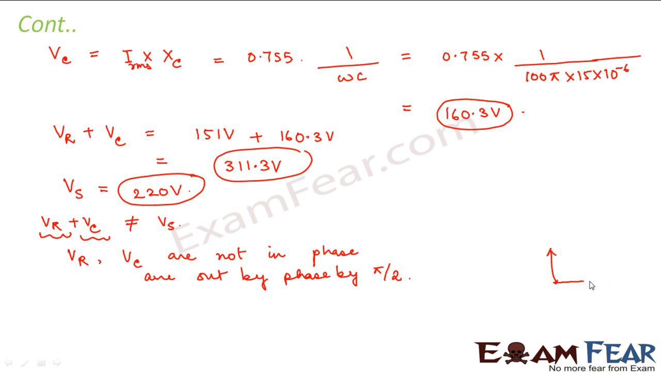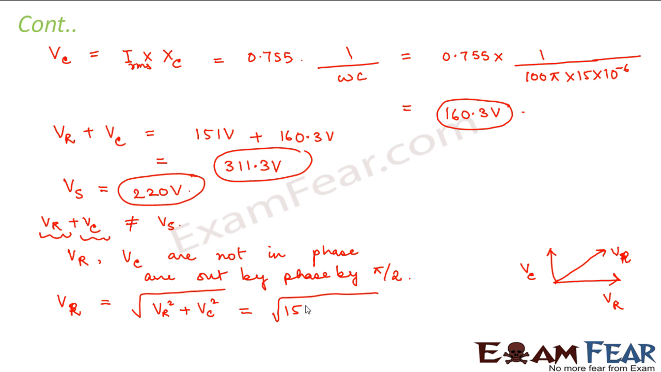So let us suppose if this is VC and if this is VR, the resultant or the source voltage would be this one, right? So let us calculate the resultant here. Let's suppose this is resultant. So the resultant of these two would be root over VR square plus VC square. So let us calculate this. So VR is 151 whole square plus VC, that is 160.3 whole square. So this value comes out to be 220 volts, which is equal to the source voltage. So the paradox is resolved.